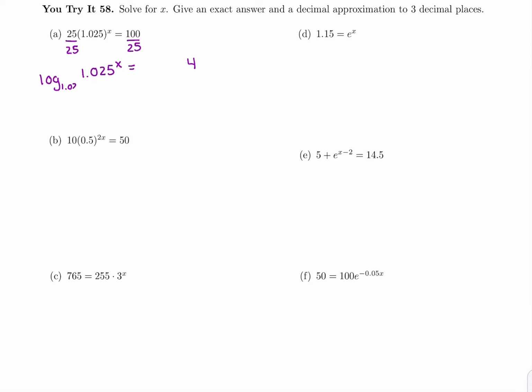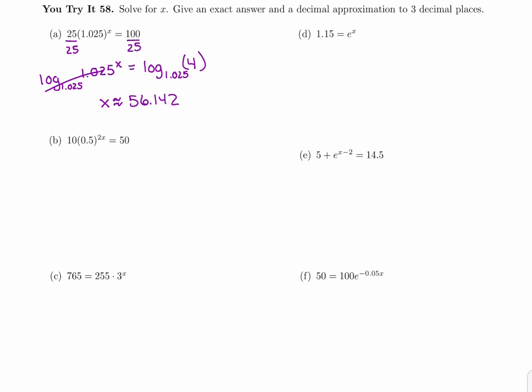So log of base 1.025. That way these cancel. x is log base 1.025 of 4. I'm going to go to my calculator, hit the math button, and scroll down to switch the log base. And that's about 56.142.